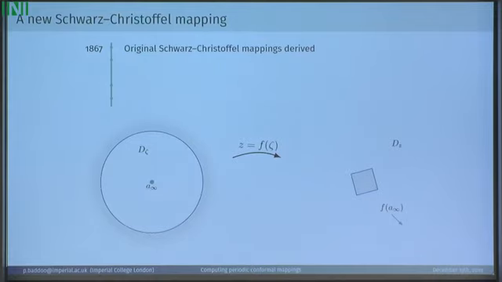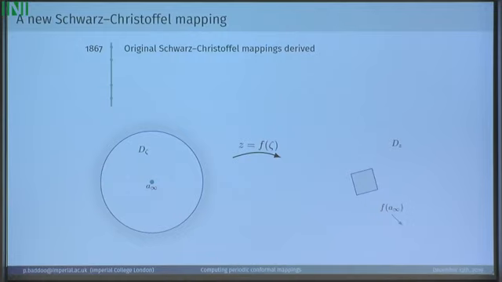And because we're mapping from the interior, this white domain, to the exterior of this polygonal domain, that means that we have to have a singularity inside our circular domain. So in this case, it's a simple pole at infinity, which is mapped to infinity in the z domain. And this has been known for over 150 years, at least in the simply connected case.